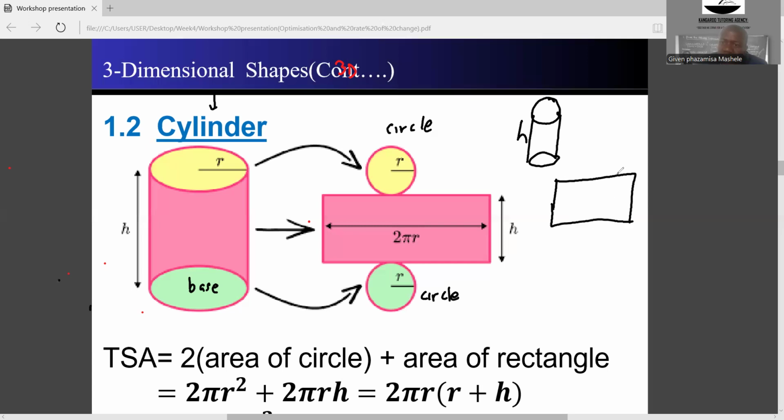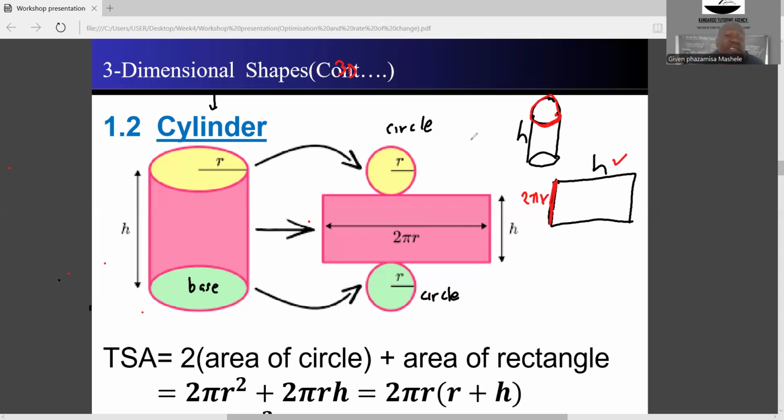From here to here it will be the height. And this part here is actually called the circumference. Why is it the circumference? Because even if we have removed a circle here, the distance from here up until here is the total distance around. Even if we cut it, it will still have the same distance. So this is the circumference of the circle, and we know the circumference of the circle is 2 pi r.